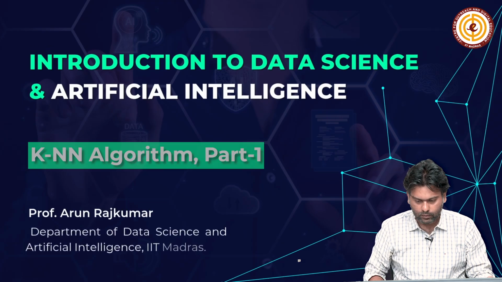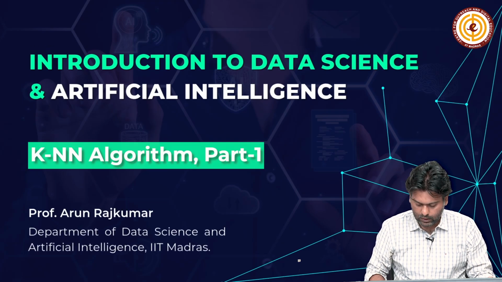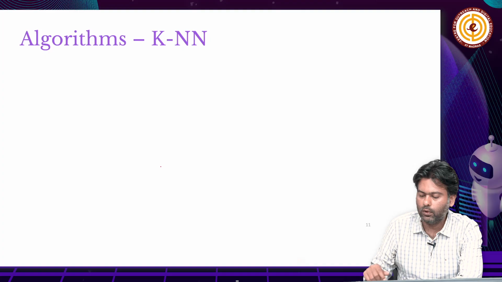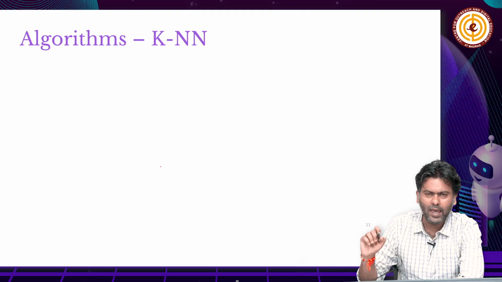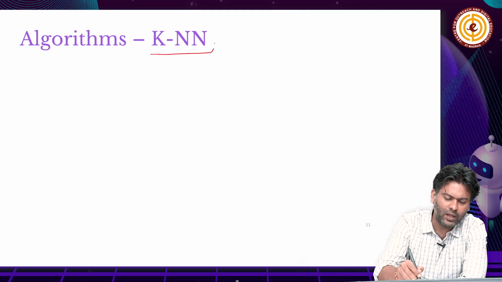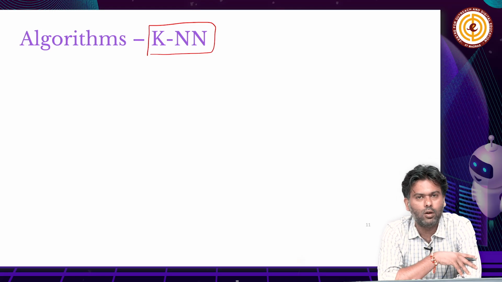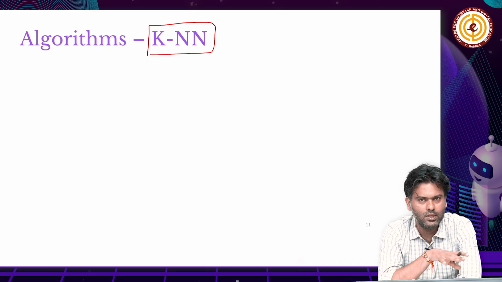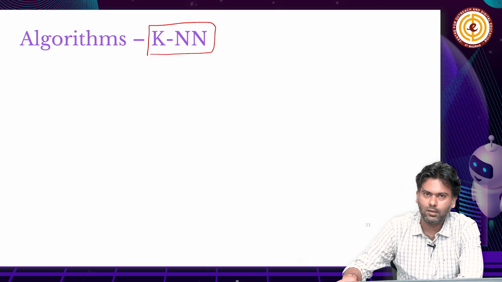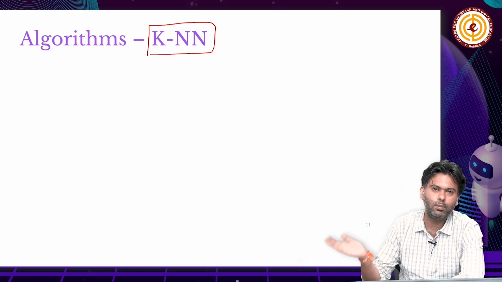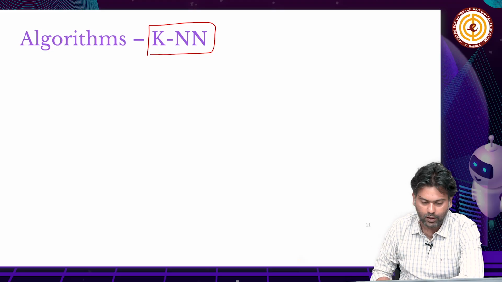So let's get started. Here is the first algorithm that we are going to look at. This algorithm is called KNN, and that seems like a weird name for an algorithm. We'll talk about what the expansion of this is in a minute, but that's the last thing. So let's first try to understand the algorithm and then give it a name later.